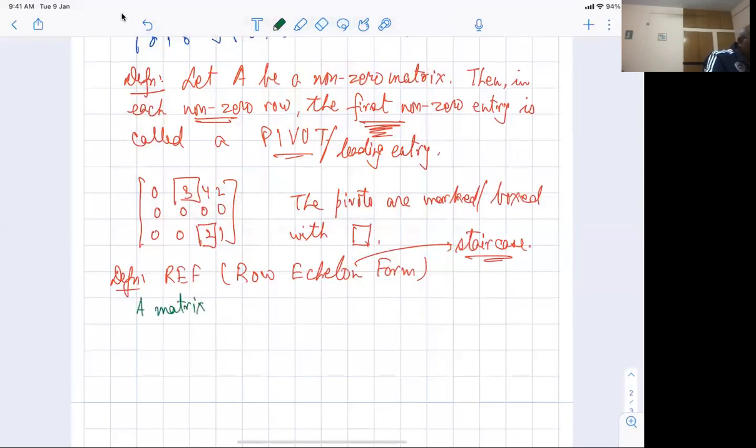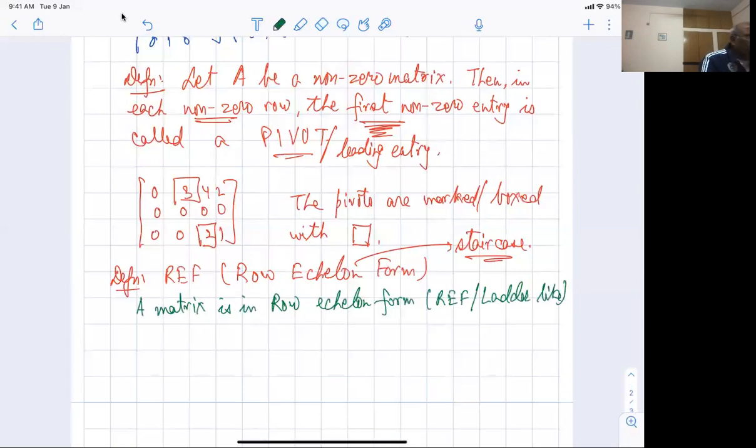A matrix is in row echelon form, or REF, or ladder-like, or staircase type, whatever you want to call it, if one, the zero rows are at the bottom.